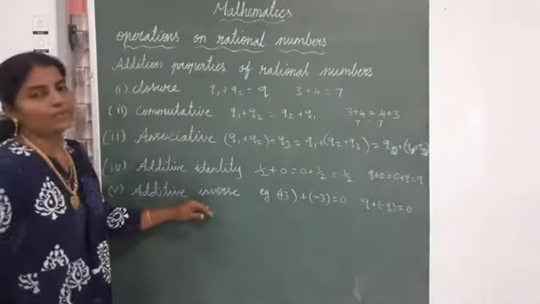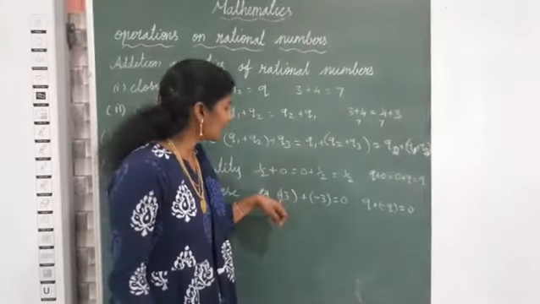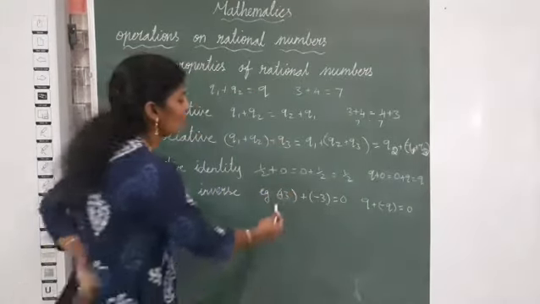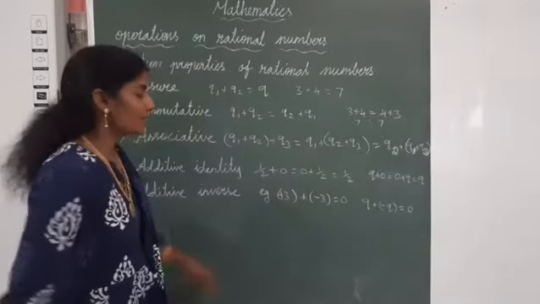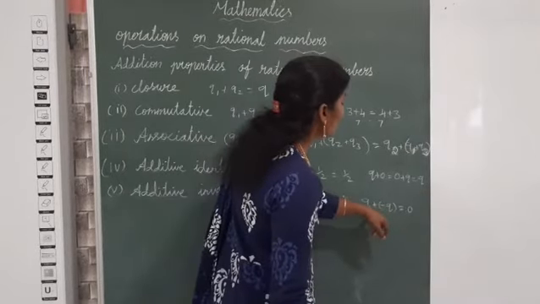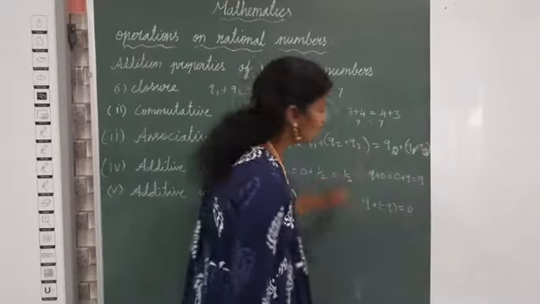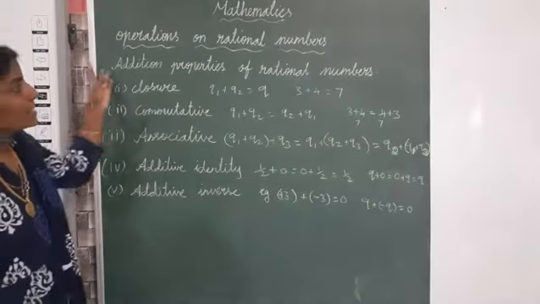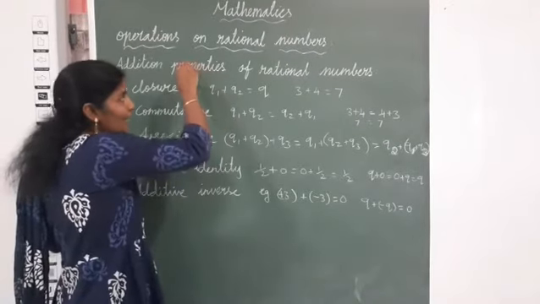Now, additive inverse. Additive inverse means plus 3. What is the additive inverse of plus 3? Minus 3. What is the additive inverse of minus 3? Plus 3. Isn't it? So, plus 3 plus minus 3 is equal to 0. Different sign, we subtract. 3 minus 3 is equal to 0. Now, what is the additive inverse of Q? Minus Q. Q plus minus Q is equal to 0. This is additive inverse.